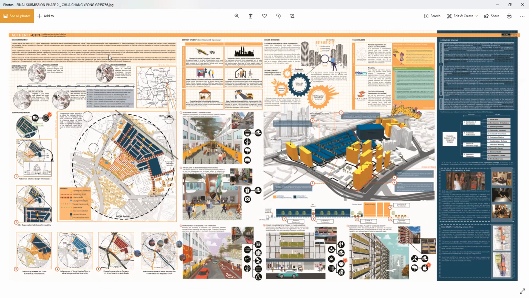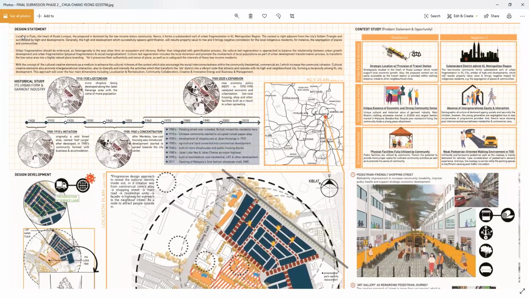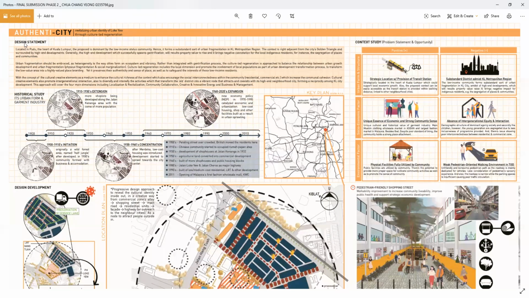GS55766. Today, I'm going to present to you my phase 2 urban regeneration in the site of public housing locule. So first of all, I will skip the design statement and move straight to the context, the concept and the contents of my design to give you a better understanding of my design.